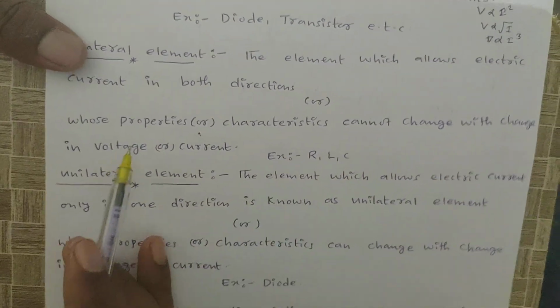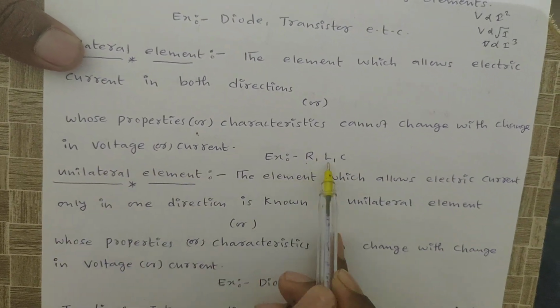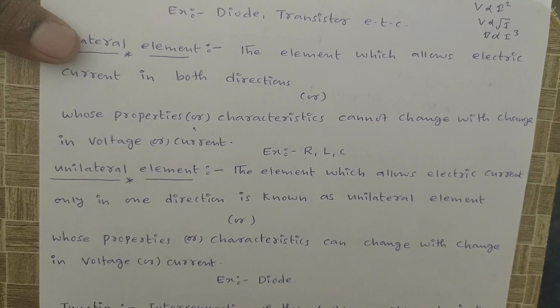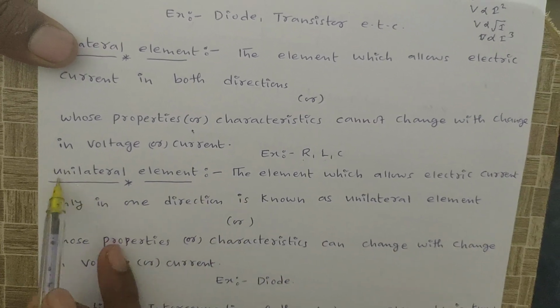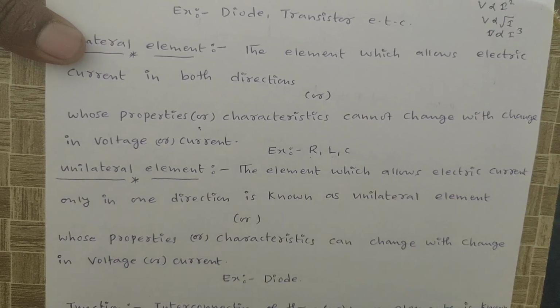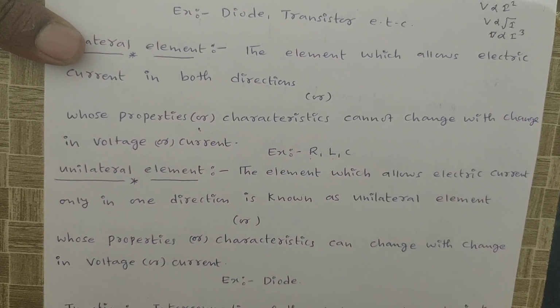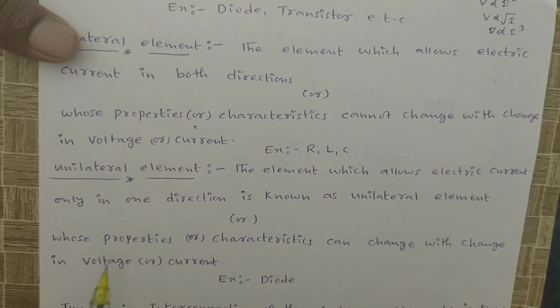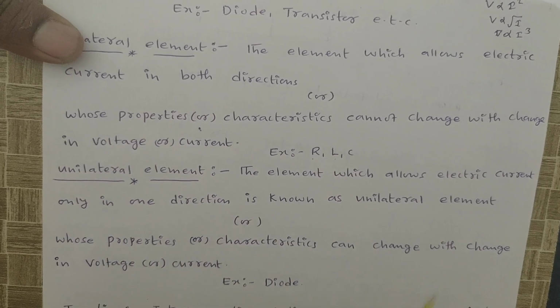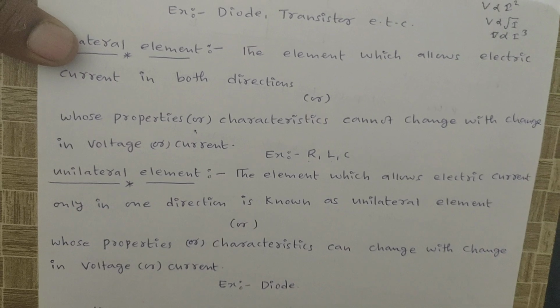Okay, next, examples for bilateral element are resistor, inductor, capacitor. Next, unilateral element. Uni means the element which allows electric current through it only in one direction is known as a unilateral element, or whose properties or characteristics can change with change in voltage or current.